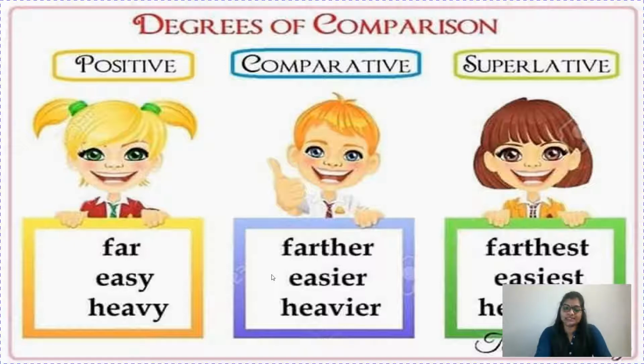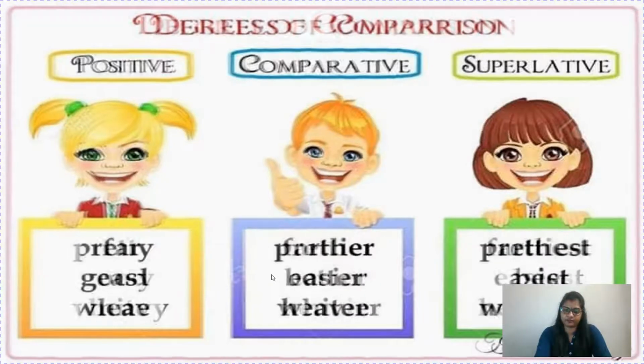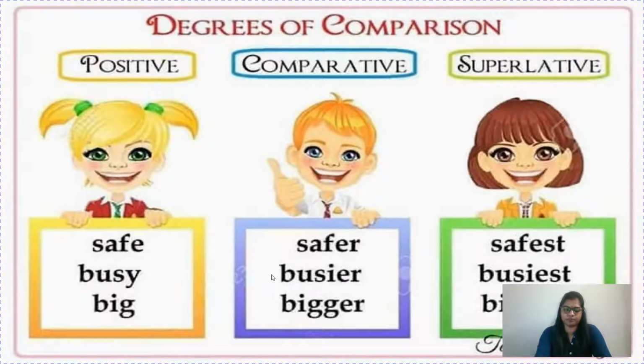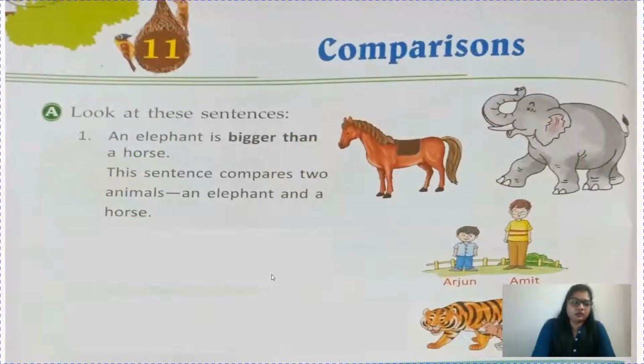Easy, easier, easiest. Heavy, heavier, heaviest. Again good, better, best. I think this slide is repeated. Safe, safer, safest. Busy, busier, busiest. Big, bigger, biggest. Okay. So children, I have explained everything about degrees of comparison, all the 3 degrees.